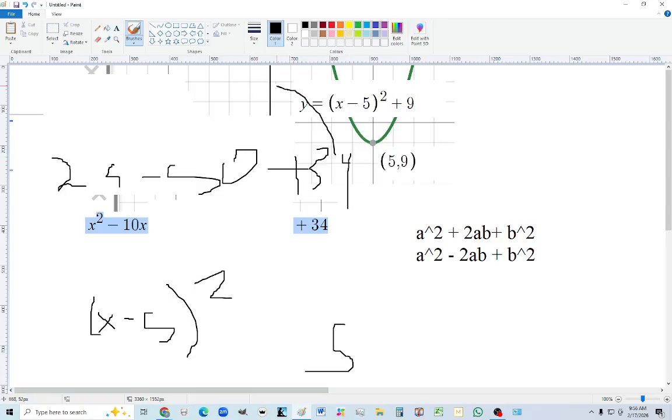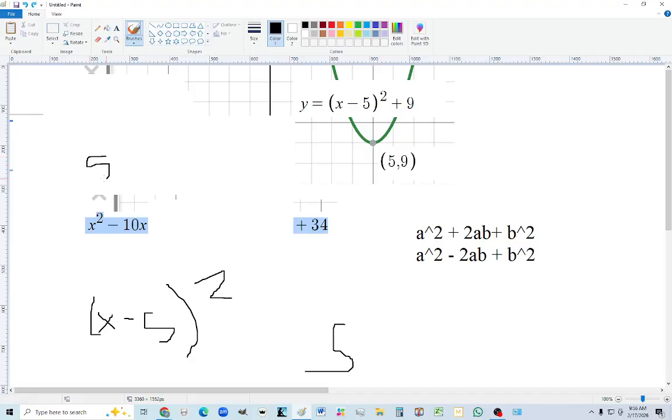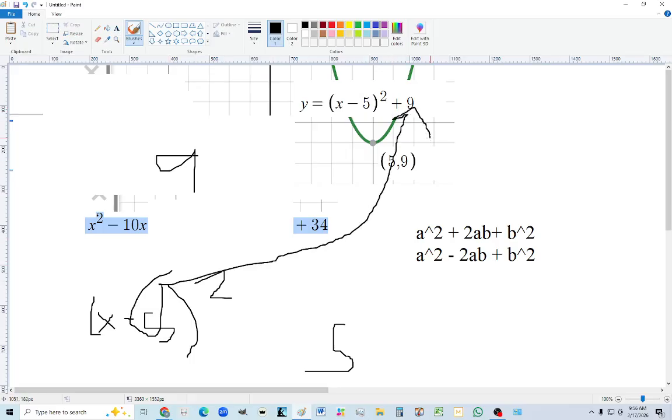I can add the like terms. 25 plus 34 is 59. So really I'm talking about 59 minus 50, which is 9. That means when x is 5, y is 9. Look at that. I can figure out the y value without doing completing the square.